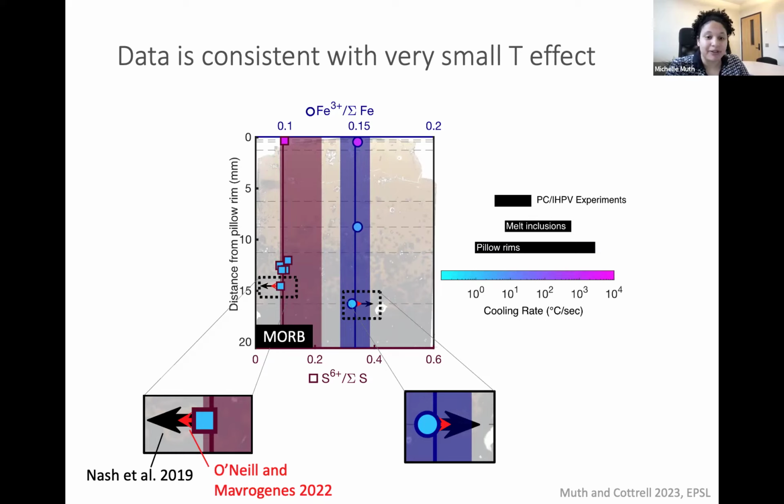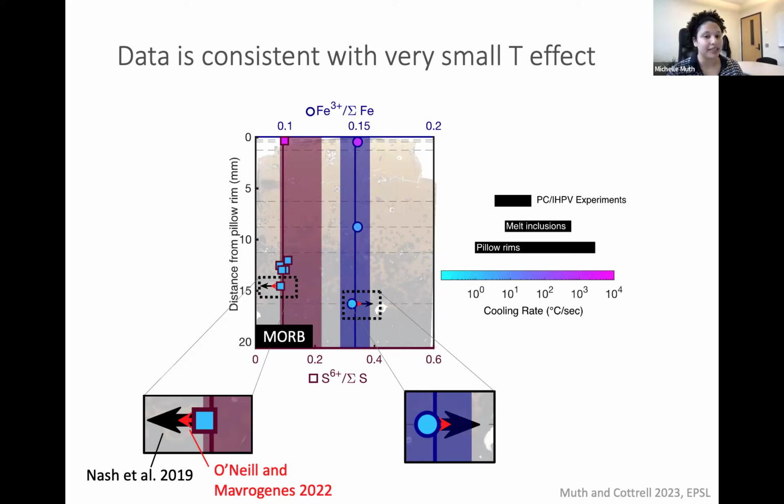This updated model by O'Neill and Mavrogenes was based on some direct experimental data that helped fill in the gaps of what we were extrapolating from thermodynamic calculations, and that model predicts a much smaller temperature effect. Our data set is very consistent with a small temperature effect. In other words, a temperature effect so small as to be below detection limits in our analyses.